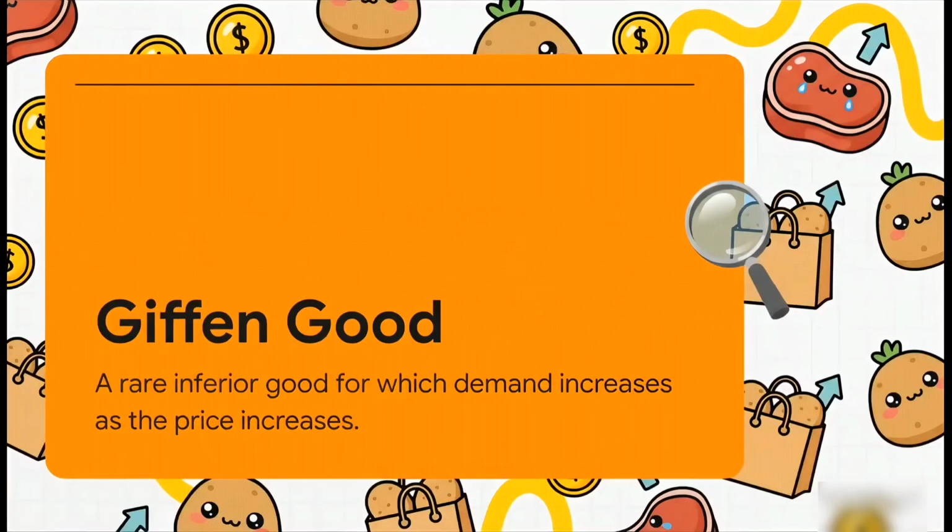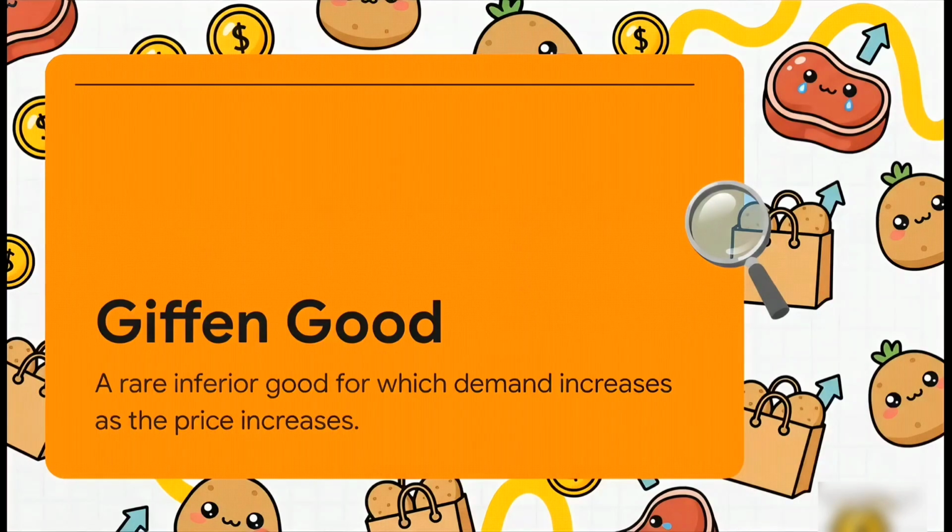And this brings us to one of the weirdest and coolest things in economics, the Giffen good. This is an extremely rare type of inferior good where something totally bonkers happens. The income effect is so powerful, it completely wipes out the substitution effect. The classic story is about potatoes during the Irish famine.